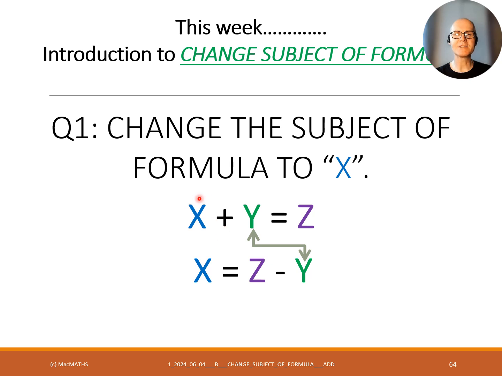To isolate X on one side of the formula on its own, we have to move Y from one side of the formula to the other side. Rule 1 of change subject of formula means that if we're adding on one side of the formula, we must subtract on the other side when we move a variable from one side to the other. Add Y on one side, subtract Y on the other side.